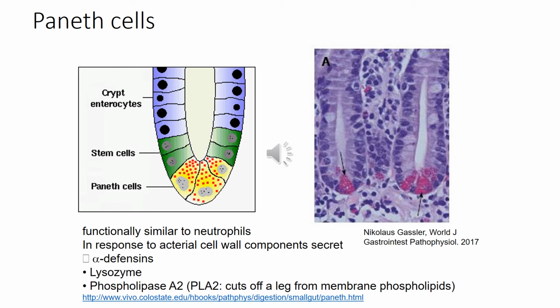So the Paneth cells, as described before, are found at the very bottom of the crypt, below the stem cells. And these Paneth cells share some features with other immune cells, so mast cells and neutrophils. They can respond to bacterial cell wall components, and they will then secrete alpha defensins, lysozyme, and phospholipase A2, or PLA2, which cuts off a leg from the membrane phospholipids in the bacterial membranes.